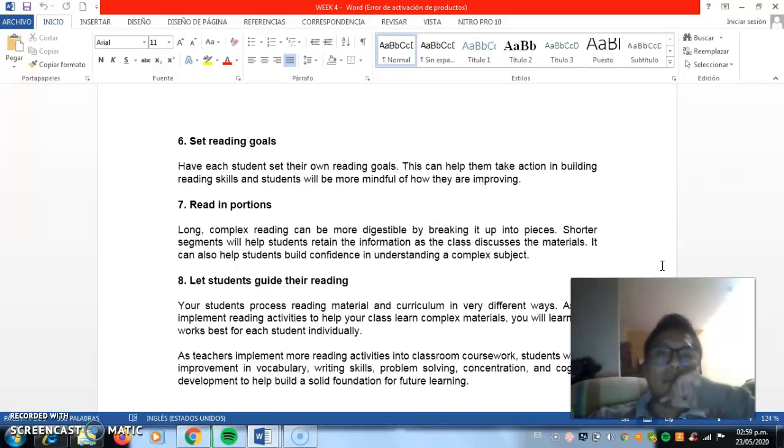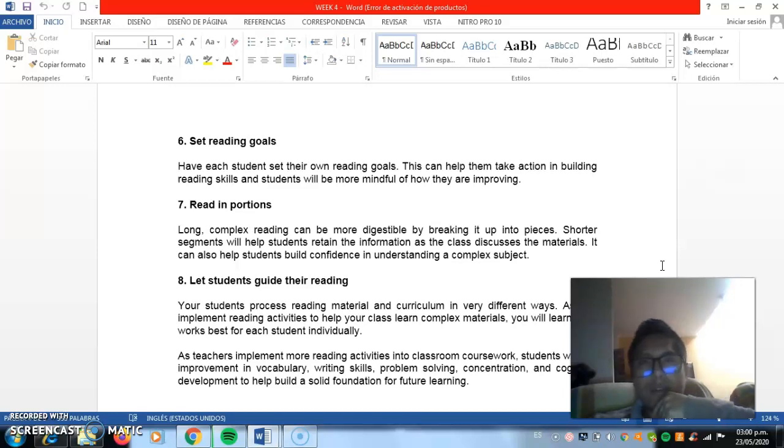Reading portions. That is true also. That is an excellent idea. I think it's important to read every day. Every day in our lives, we need to read about many different topics. Not necessarily topics that are academic. It could be something that you really like, but step by step.